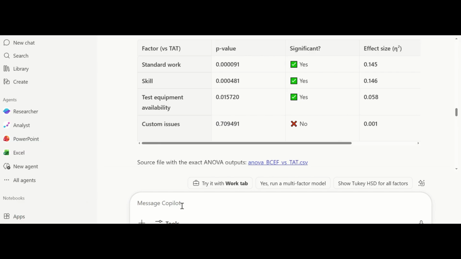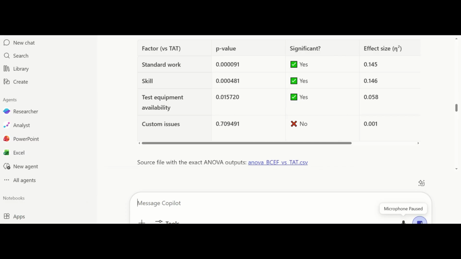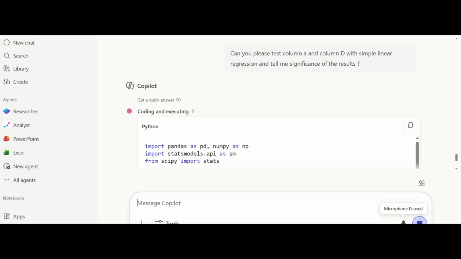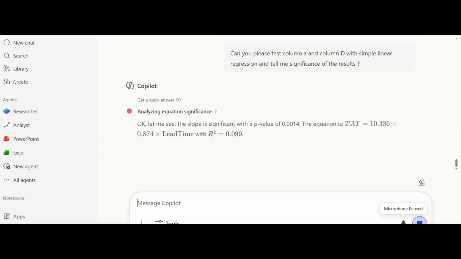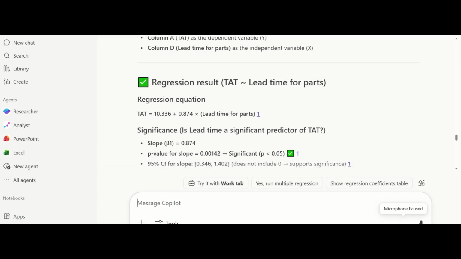So let me ask the last question about the simple linear regression test. The next question I am asking the tool is, can you please test column A and column D with simple linear regression and tell me the significance of the results? I've asked the question, let's see what the result is. So finally the result is out.